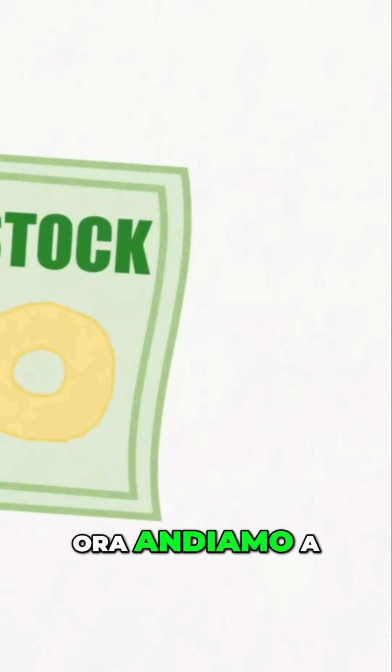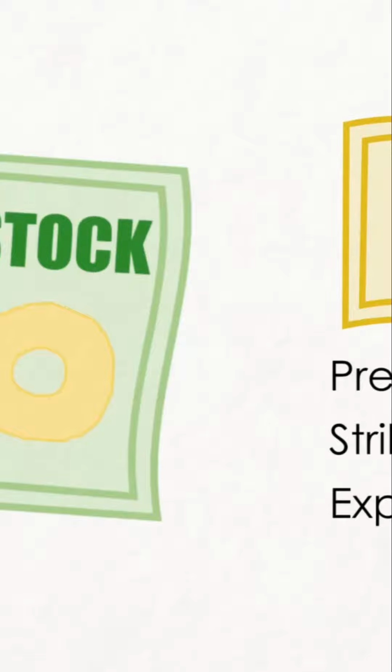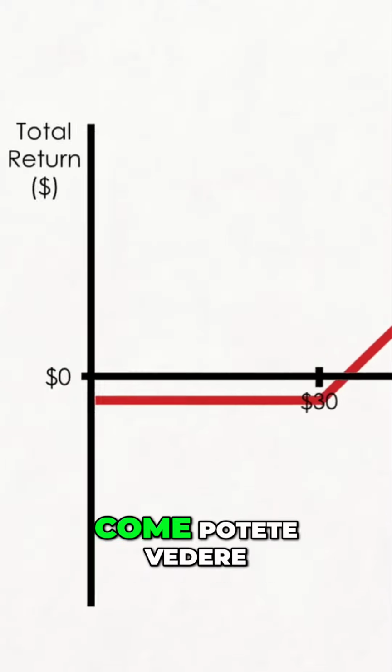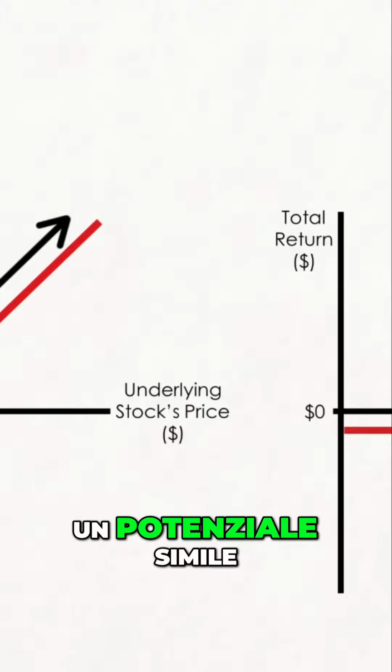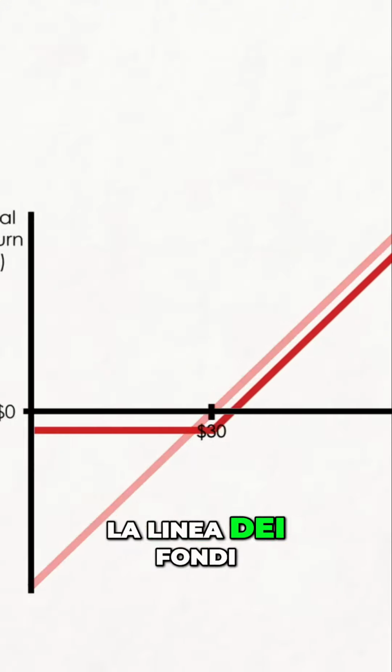Great, so now let's look at a call for a Plain Bagel share with the following stats. If we plot the return, it looks a bit more interesting. As you can see, the two have similar upside potential, though the $2 premium you pay for the option brings it slightly below the shares line.